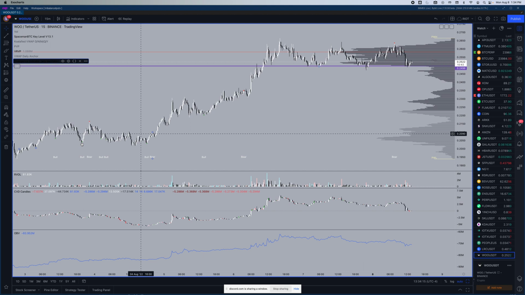You can see right here, it called the bullish divergence, the bearish divergence. This one didn't really work out. This one worked out pretty well. This would have gotten you out way too early. And you can see it works. It caught up here too pretty good on WOO.